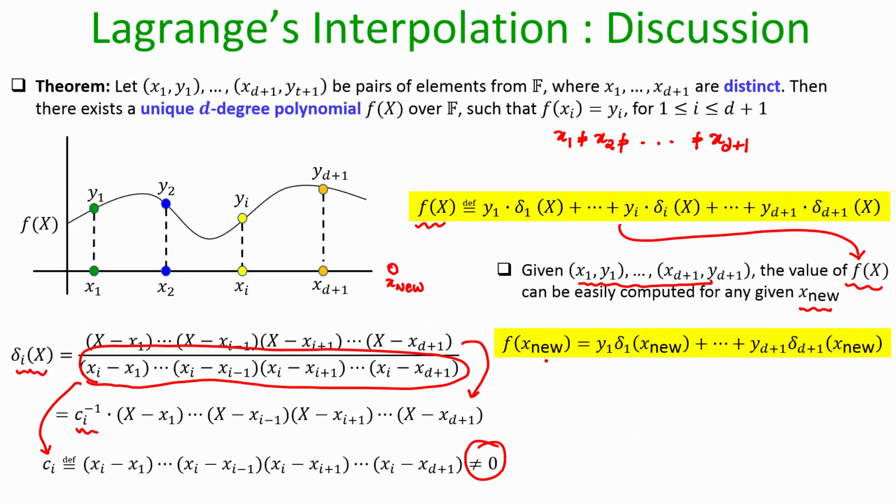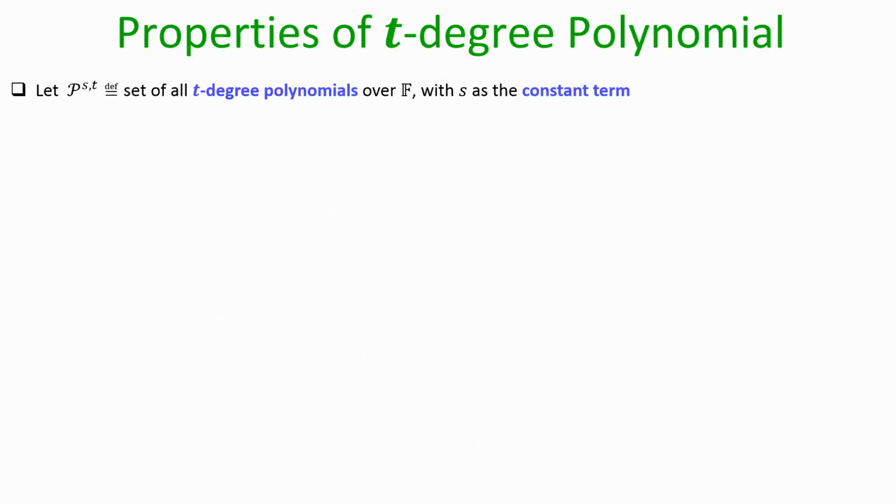Now, since my f of x curve is this as per the Lagrange interpolation, the value of f of x nu can be computed as follows. I just substitute x equal to x nu in the Lagrange interpolation formula, and then I get the value of the f curve at x equal to x nu. Right. Now, let us see some more interesting properties of t degree polynomials over a field.